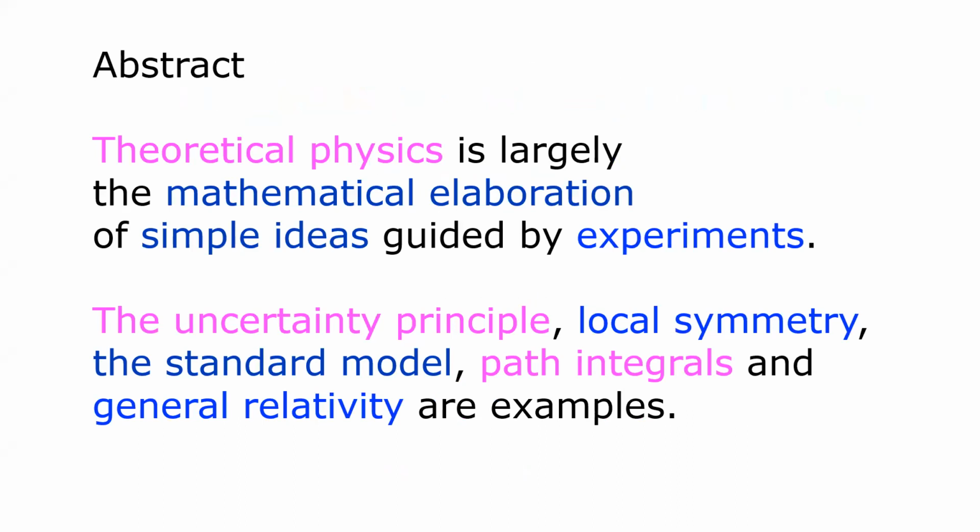The basic idea is that theoretical physics is a mathematical implementation and development of simple ideas, guided, of course, by experiment. Some examples that I'll go over in today's talk are the uncertainty principle, local symmetry, the standard model, path integrals, and general relativity. Now, I'm not going to cover all of these in detail, obviously, but I hope to show how some simple ideas led to, and of course, many experiments in the case of the standard model led to these developments.